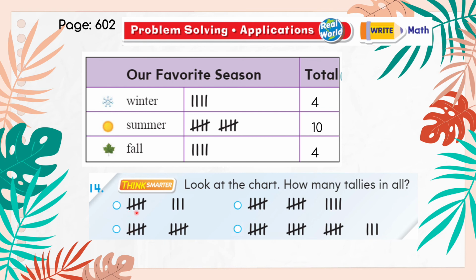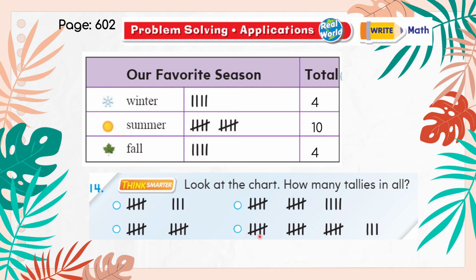1, 2, 3, 4, 5, 6, 7, 8. This is not 18. Let's move to the next one. 1, 2, 3, 4, 5, 6, 7, 8, 9, 10, 11, 12, 13, 14. Still not 18. Let's go to the next one. 1, 2, 3, 4, 5, 6, 7, 8, 9, 10. Not 18. Let's look at the last one. Let's hope this shows 18 now.